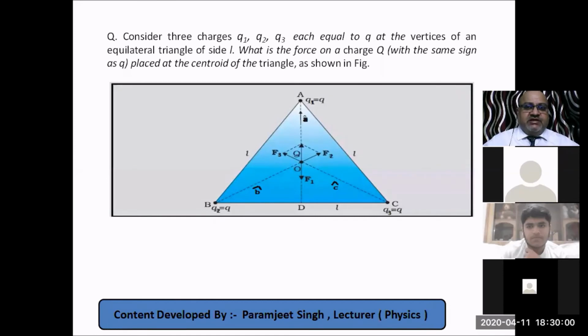So three forces are there, F1, F2, F3. If we draw a parallelogram over F2 and F3, the diagonal is along the OA direction. That is, the resultant of F2 and F3 is along the OA direction, opposite to F1. So the net force on charge Q will be the difference of F1 and this force.